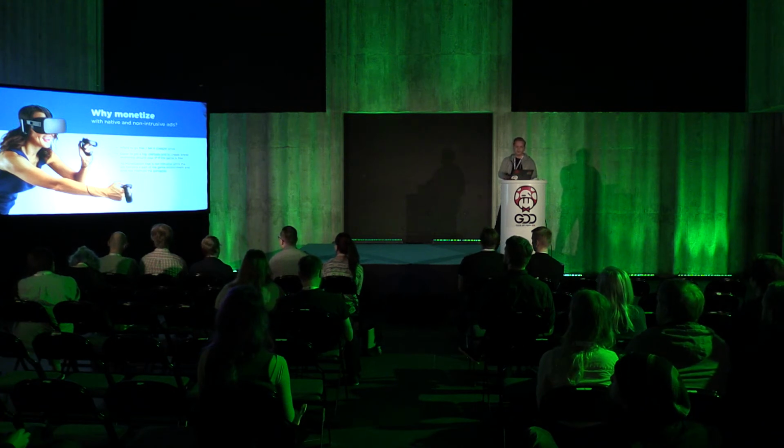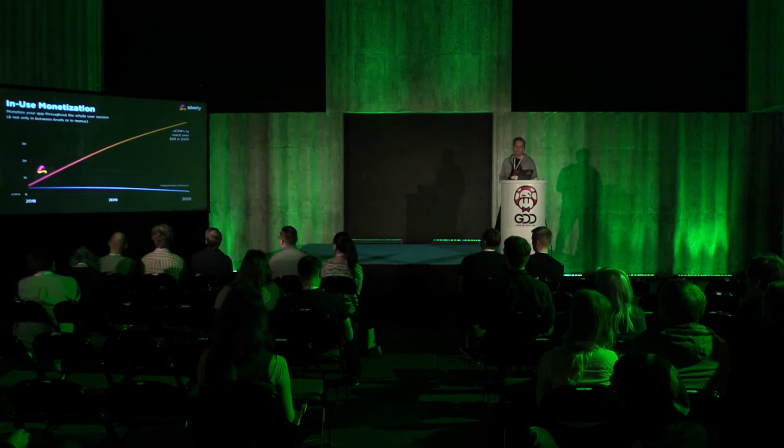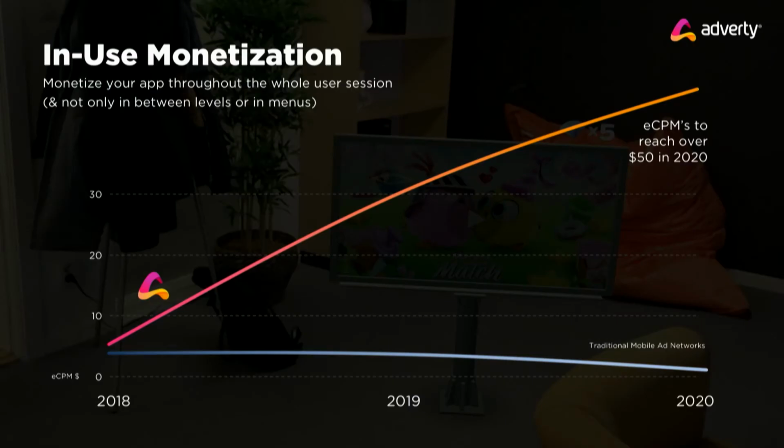And speaking of monetizing, when it comes to the CPMs and in specific the eCPMs at the moment, we're already a lot higher than usual ad tech in regular mobile games. We're currently at an eCPM of $5. This is $5 per 1,000 views. And before 2020, we're actually going to reach eCPMs over $50.